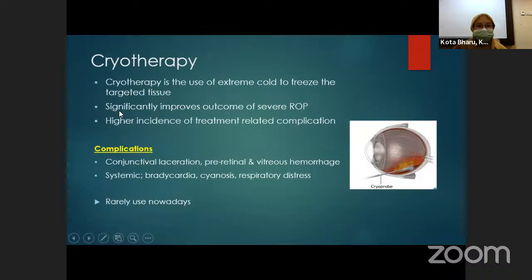So cryotherapy actually uses extreme cold to freeze the targeted tissue. It significantly improved the outcome of severe ROP. However, it has a higher incidence of treatment-related complications, so it is rarely used nowadays.